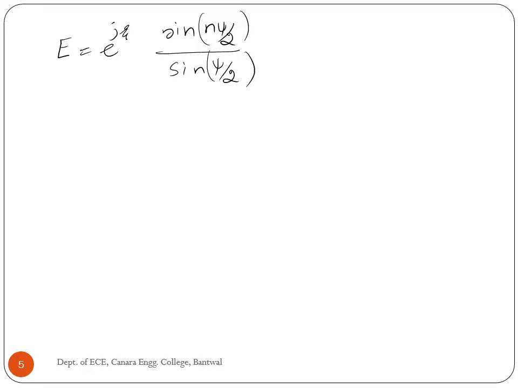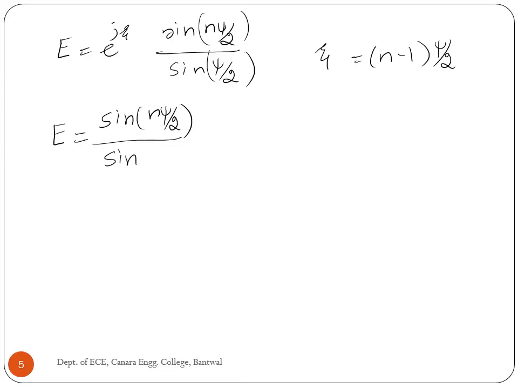Fourth equation becomes E is equal to e to the power j zeta, sine of n xi by 2 divided by sine of xi by 2, where zeta is equal to (n minus 1) xi by 2. Therefore, total electric field intensity is sine of n xi by 2 divided by sine of xi by 2, angle zeta.